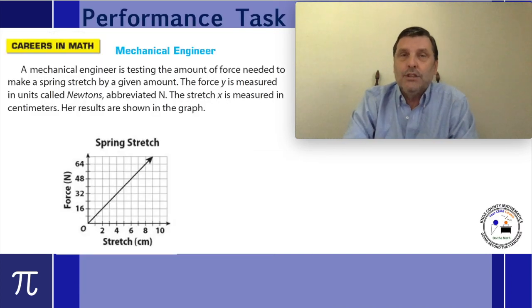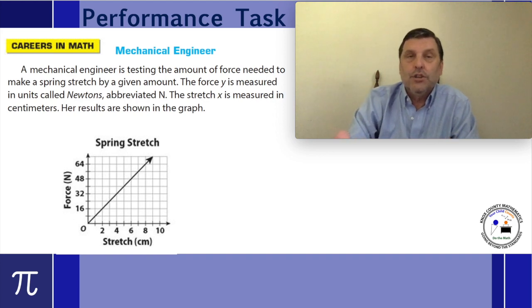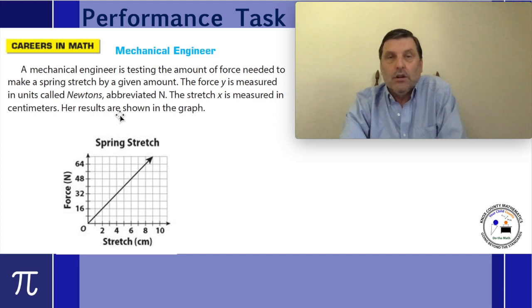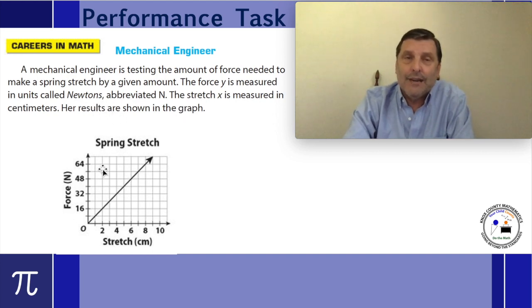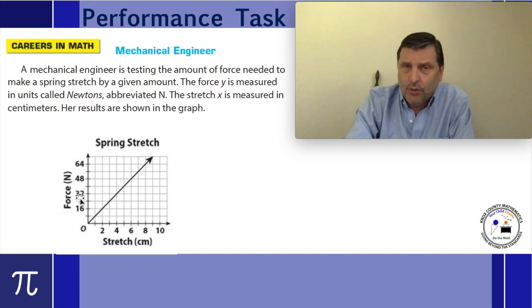We've got a mechanical engineer. Mechanical engineer is testing the amount of force needed to make a spring stretch a given amount. The force, called Y, is measured in units called newtons, abbreviated with the capital letter N. The stretch X is measured in centimeters. Her results are shown on the graph. So you notice we've got the stretch of the spring in centimeters. So as the spring stretches different amounts, the force changes.